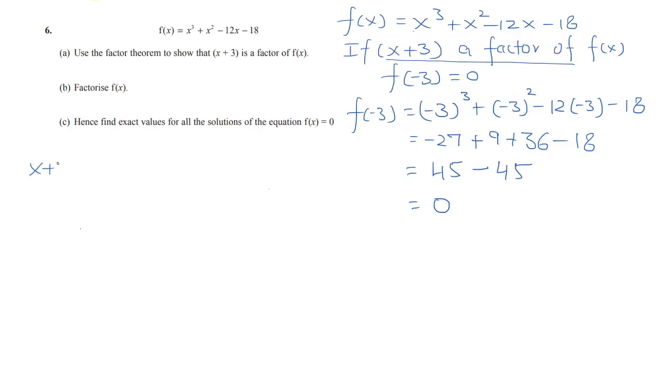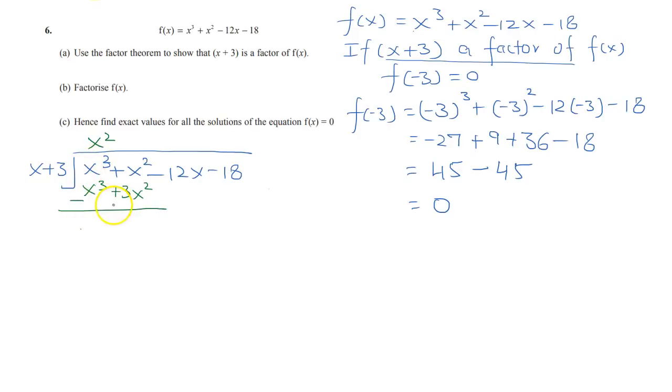So x plus 3, let's divide x cubed plus x squared minus 12x minus 18. This is x, so let's multiply by x squared. So this is x cubed plus 3x squared. We have the same sign, so we have to change the sign. x cubed minus x cubed, and x squared minus 3x squared is minus 2x squared minus 12x. Carry this.